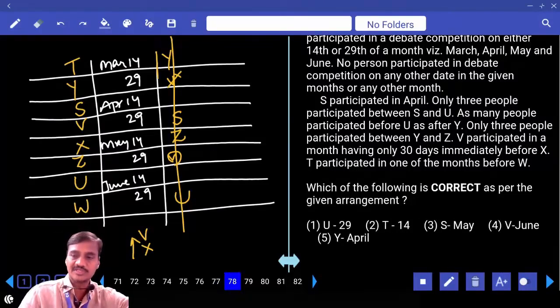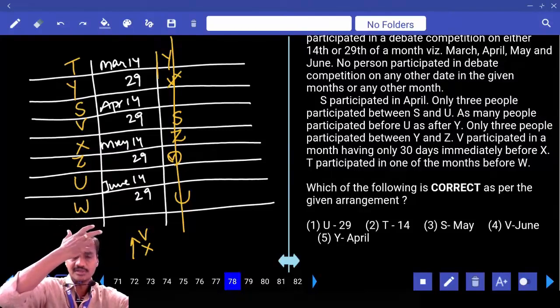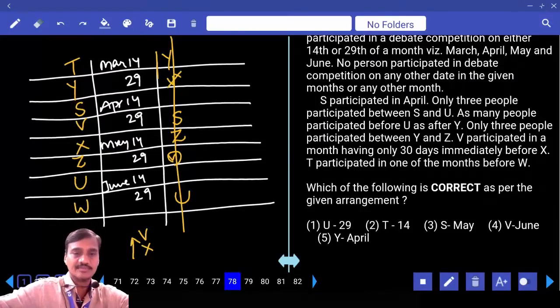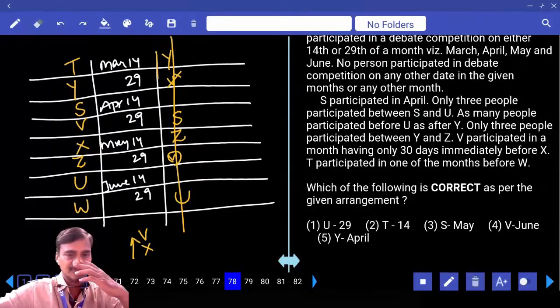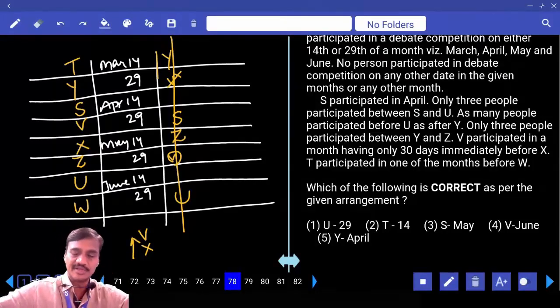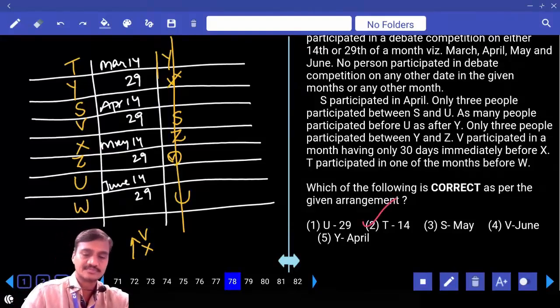And which of the following is correct? U29: U is immediately before this 29, and T is immediately before this 14, that is false. S and May, S is immediately before 29th. Sorry, which of the following is correct? U29 is false, U is the next one. T14, that is definitely true, choice 2. 78, it is choice 2.